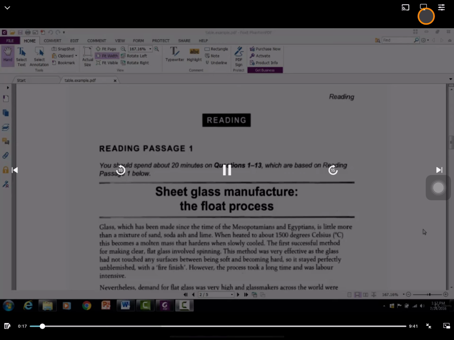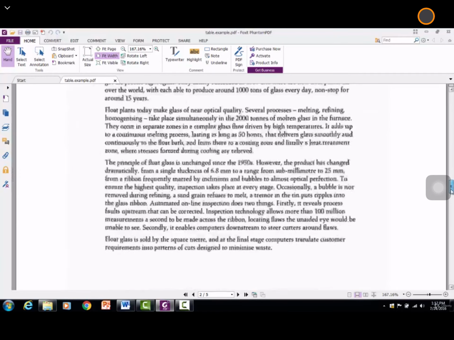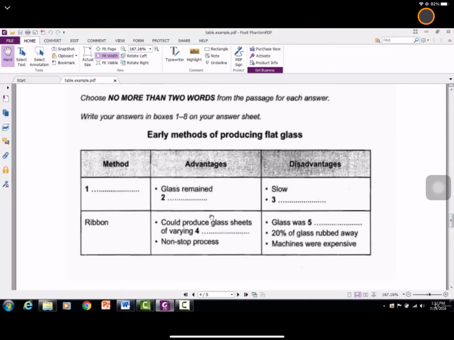Going over the strategy for a table question, but I will go ahead and repeat it for you. It's basically a fill-in-the-blank question. The table will always look something like this right here. 1, 2, 3, 4, 5. We have 5 questions here.